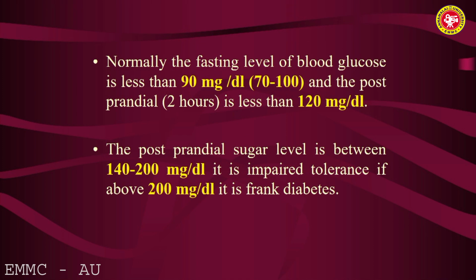Normally the fasting level of blood glucose is less than 90 milligram per deciliter, 70 to 100, and postprandial, after 2 hours, is less than 120 milligram per deciliter. If the postprandial sugar level is between 140 to 200 milligram per deciliter, it is impaired tolerance. If above 200 mg, it is frank diabetes. 200 and above means frank diabetes. So doctors usually advise you to take GTT, that is the glucose tolerance test.